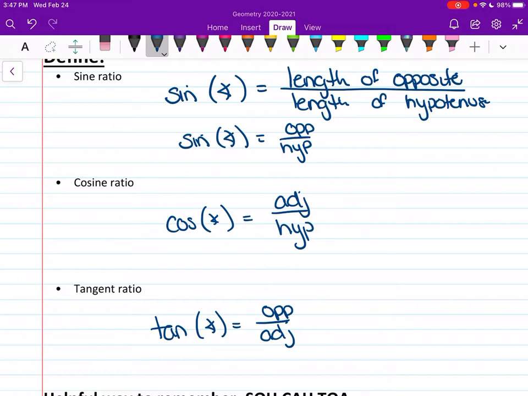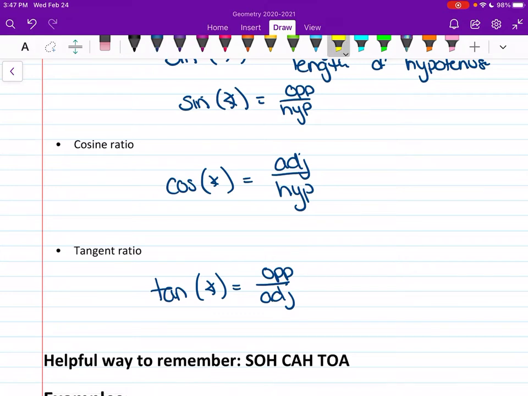So a good way to help memorize these is something we call SOHCAHTOA. You may have heard of this before. So S-O-H is S for sine, O for opposite, H for hypotenuse. CAH for cosine is adjacent over hypotenuse, and TOA is tangent is opposite over adjacent. Okay, so SOHCAHTOA can help you memorize those ratios.